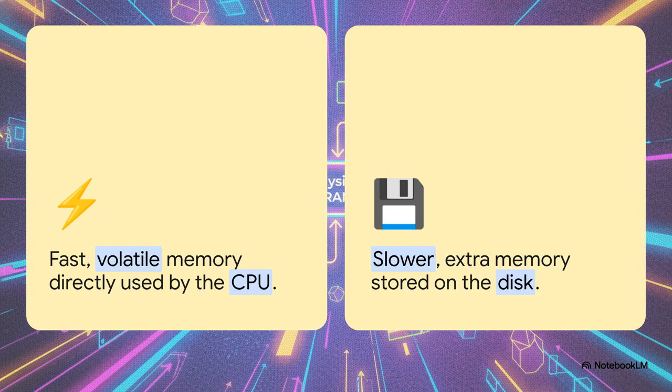Now, when you put these two head-to-head, the trade-off is pretty obvious. RAM is blazing fast and it's used directly by the CPU. Virtual memory, on the other hand, is a much slower backup because it has to rely on the physical read and write speeds of your storage disk.